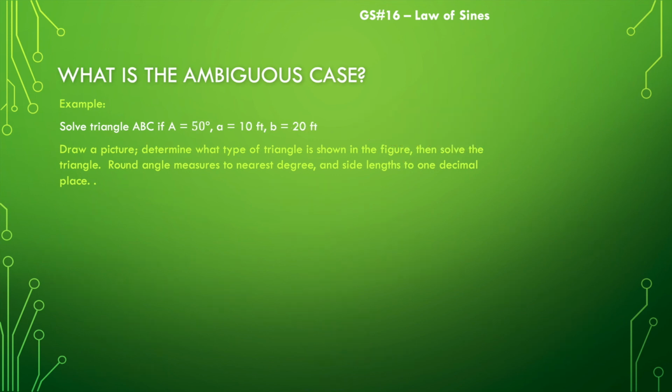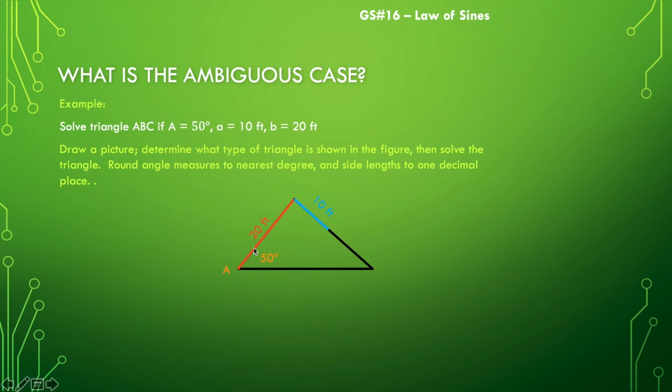All right, so I've got a new triangle here, and in this case, the measure of angle A is 50 degrees. The length of side A is 10 feet, and the length of side B is 20 feet. So let's draw a picture. Start with that angle measure. Draw an angle measure that's about 50 degrees. So you can draw something close to half of a 90-degree angle.